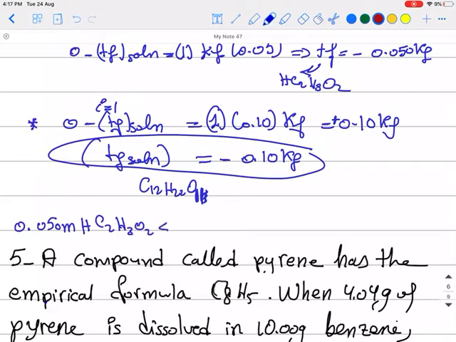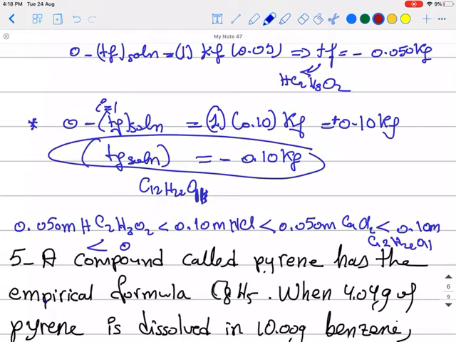Okay, so it will be the order like this, in freezing point: 0.05 molal HC2H3O2 less than 0.10 molal HCl, which is less than 0.05 molal calcium chloride, and less than 0.10 molal C12H22O11, and the last one 0.05 molal HC2H3O2.